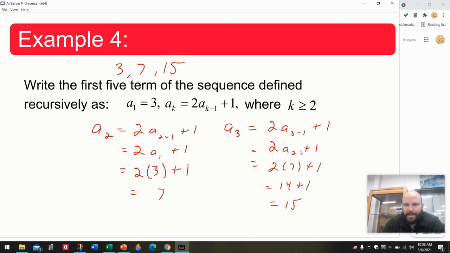So in case you're not catching on to what this is saying, it's saying take the previous term, multiply it by 2, and add 1, and you will have the next term. So if I multiply this by 2 and add 1, I get 7. If I multiply this by 2 and add 1, I get 15. If I would take that and multiply it by 2 and add 1, I would end up with 31. So we would do that one more time, multiply by 2 and add 1, and we would end up with 63. And there's the first 5 terms of that sequence.